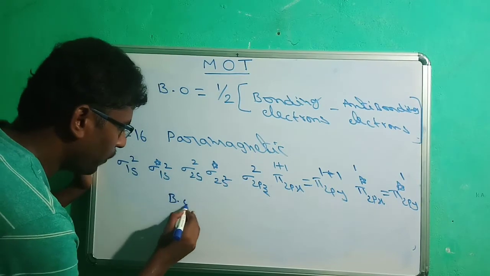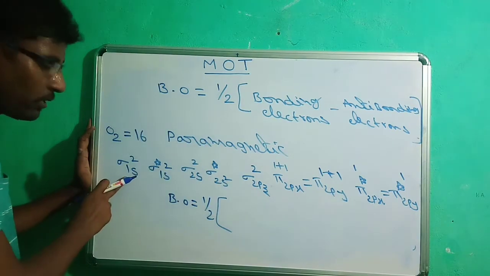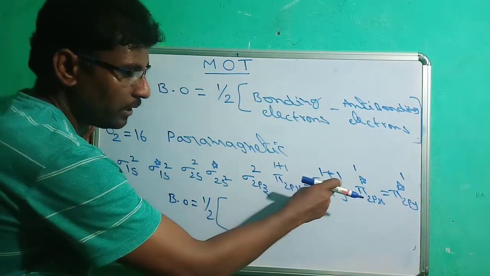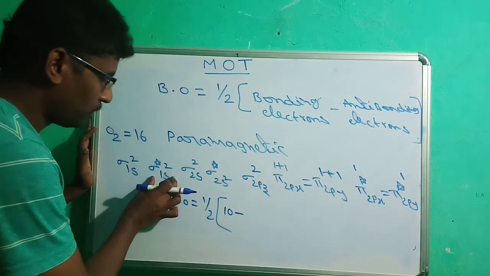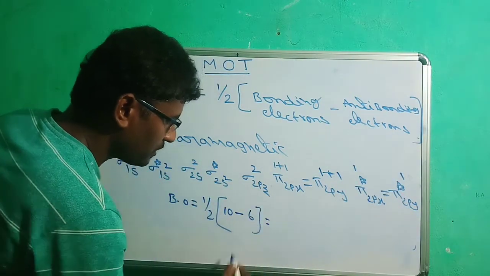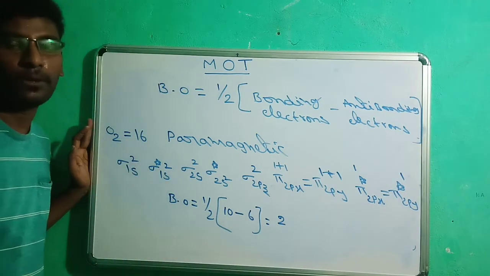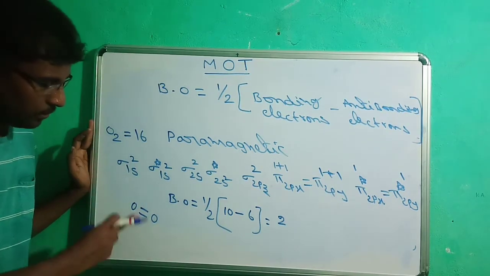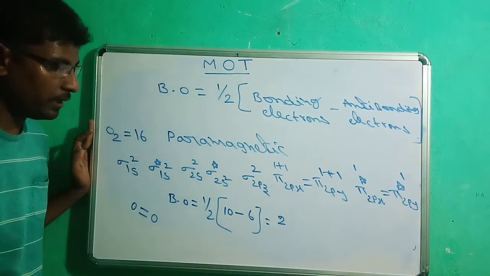Now we have to identify bond order, that is half into bonding electrons. Bonding means without star mark: 2, 4, 6, 8, 10. There are 10 bonding electrons minus anti-bonding electrons: 2, 4, 5, 6. 10 minus 6 is 4, half of that is 2, which means the O2 molecule has bond order 2, which means between two oxygen atoms there are always two bonds present. O double bond O. Bond order we can simply identify by using molecular orbital theory.